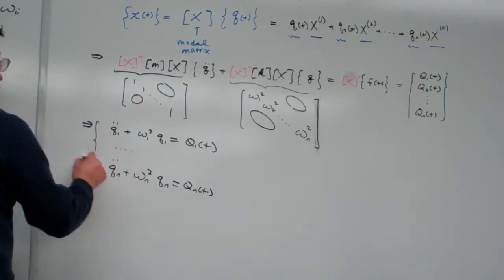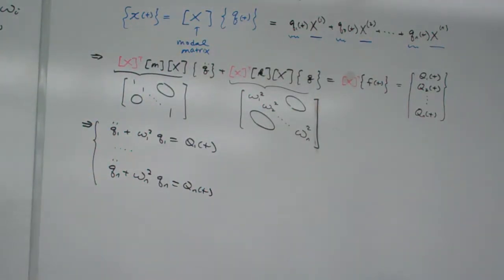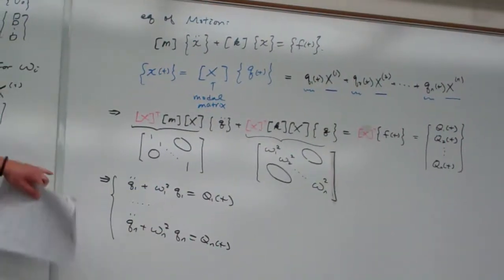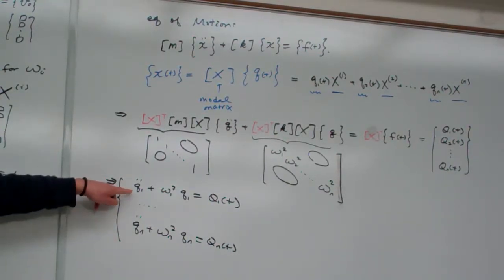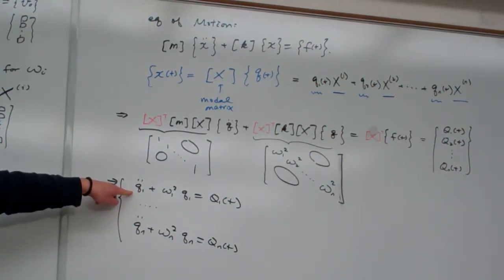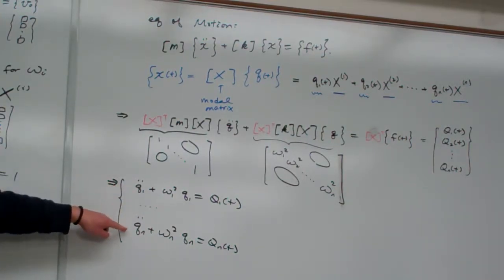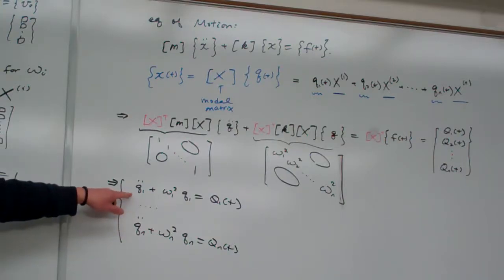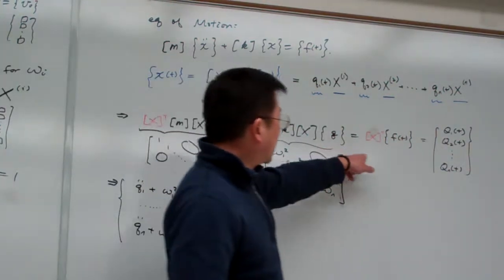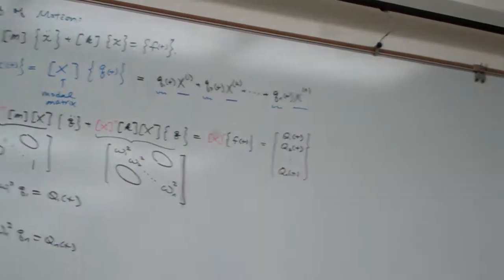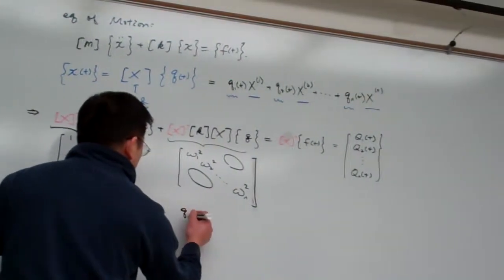Okay, so that means here the original equation of motion basically can be decoupled into a combination of simple single degree of freedom vibration systems in terms of q, right? And this one basically is obtained by doing this. So what are the initial conditions?